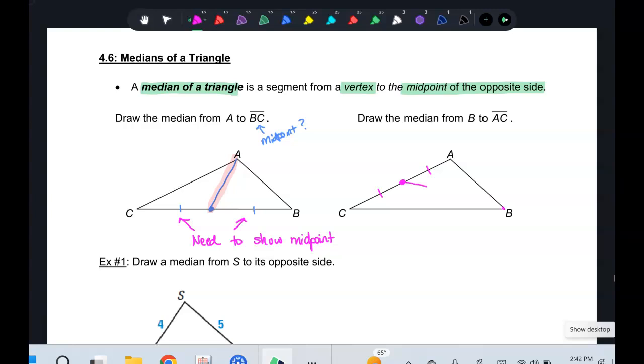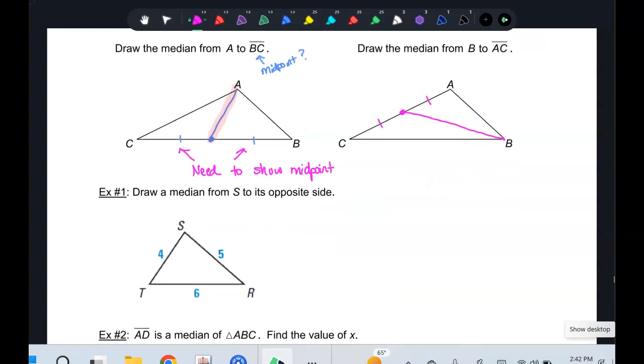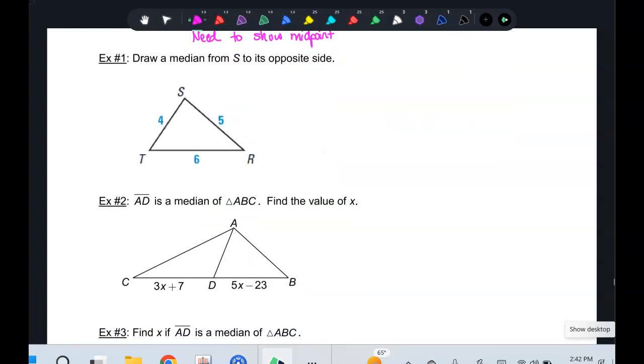I have a question. Would you give us stuff like this, like to draw? Just to draw it. On the homework for tonight, I'm going to give you two triangles, and you're going to draw two medians. Okay? Good. All right.